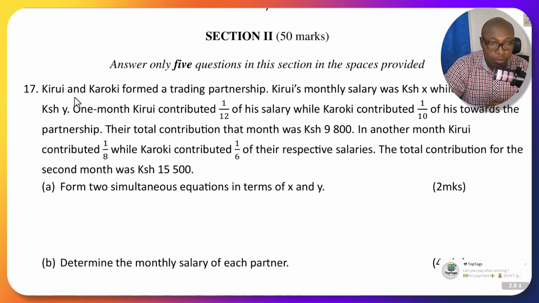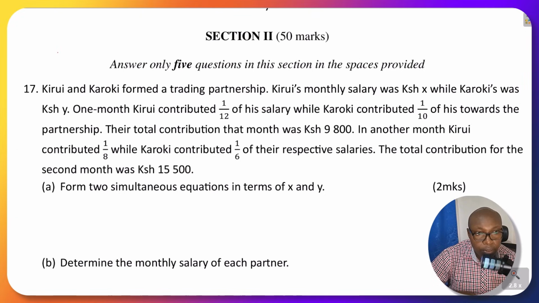So the first question here, that is question 17. Kirui and Karoki formed a trading partnership. Kirui's monthly salary was X shillings, while Karoki's was Y shillings. In 1 month, Kirui contributed a 12th of his salary, while Karoki contributed a 10th of his towards the partnership. Their total contribution that month was 9,800.